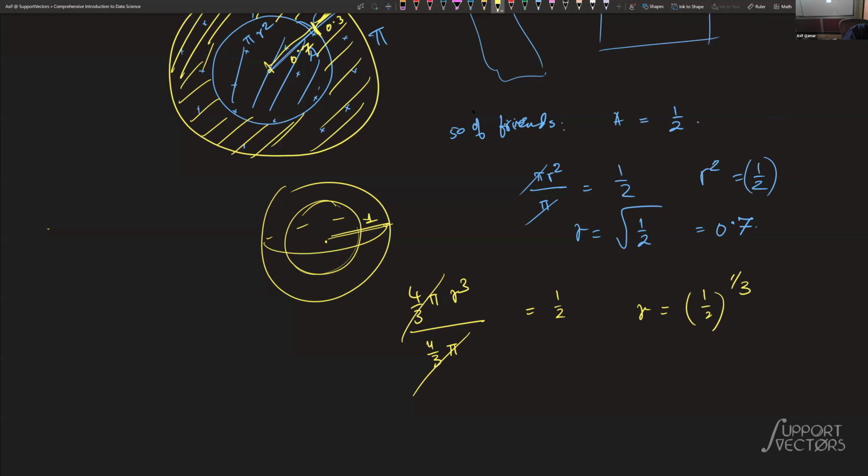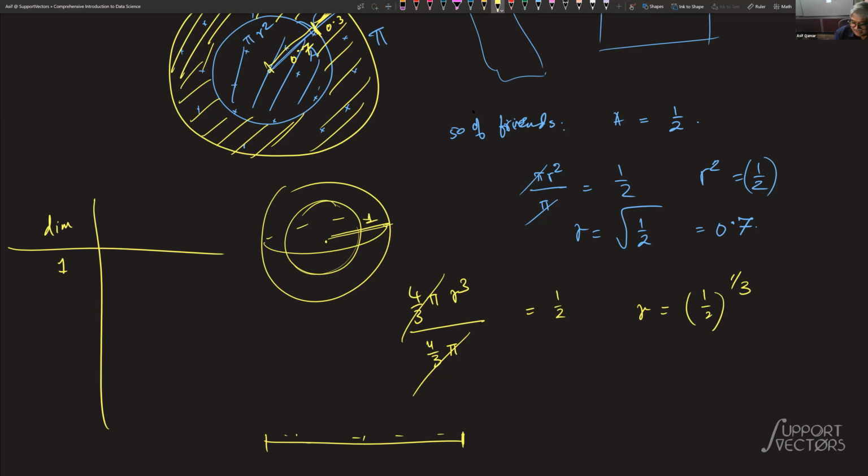So let me start writing it. When it is dimension 1, suppose all of us lived on a line uniformly spread. How far would you have to go to get half your friends? 50%, right? So you would have to go 0.5. Now, for 2 dimensions, you would have to go 0.7. For 3 dimensions, you have to go practically 0.8, right? Up to the first decimal place.